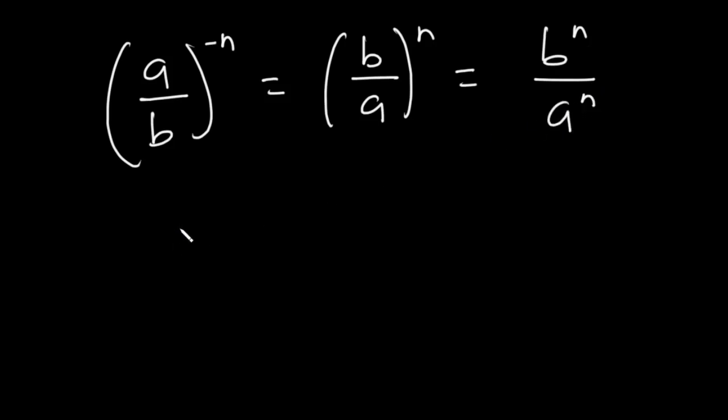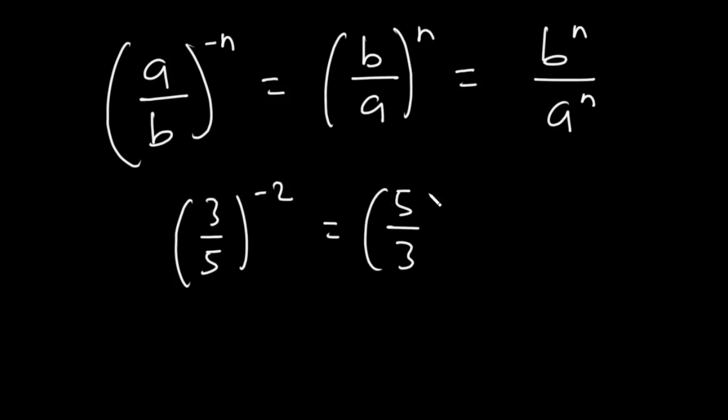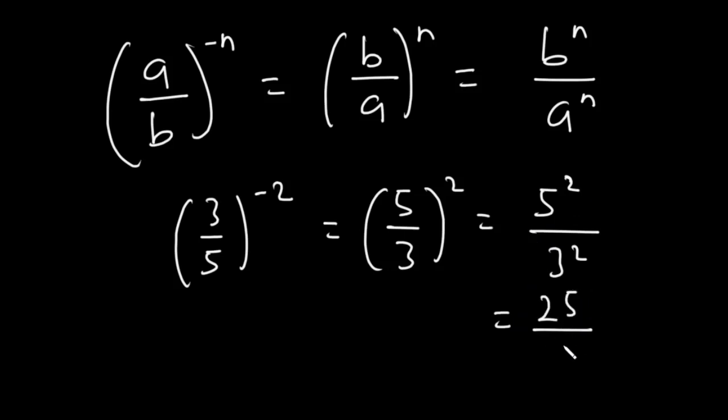So let's say we have 3 over 5 exponent negative 2. Then we can interchange the 3 and the 5 to have 5 over 3 exponent 2. Then we distribute the 2, and then we have 5 exponent 2 over 3 exponent 2. Now 5 exponent 2 is 25, and 3 exponent 2 is 9. So we have 25 over 9 as the final answer.